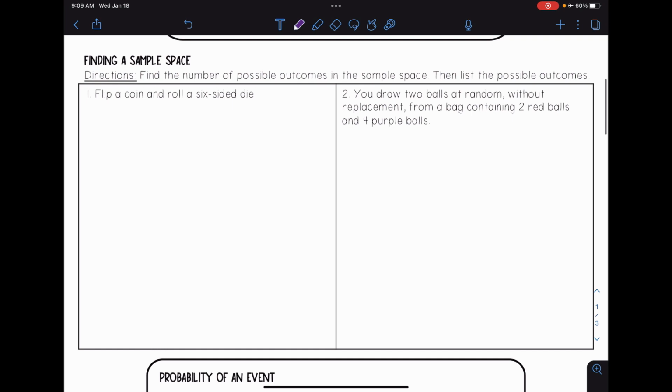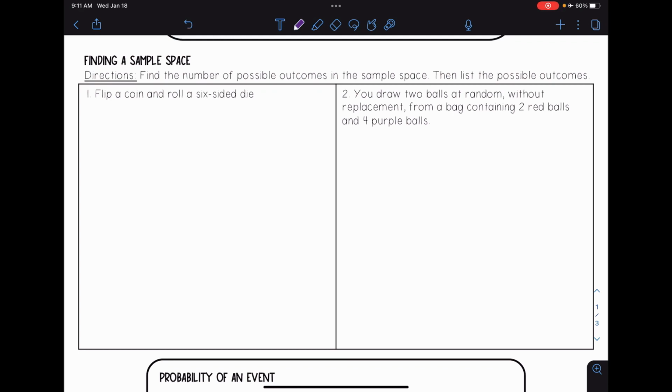So for this first set of examples, we're going to find the number of possible outcomes in this sample space, and then we're going to list the possible outcomes. So we're finding all of the possible results that we can get from this probability event. So number 1, I have that we flip a coin and roll a 6-sided die.